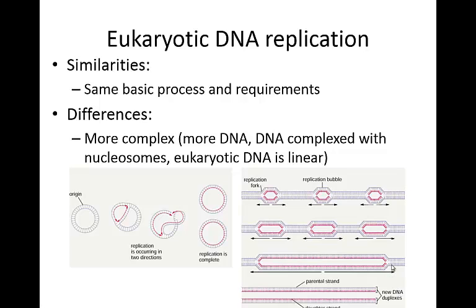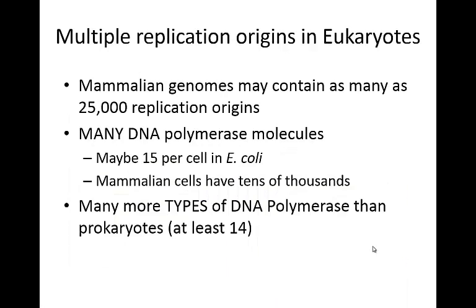We do this because there are several different reasons. First of all, they're much larger, they're much longer, and the polymerases just aren't as fast. So if you were trying to do replication in the same exact manner as the prokaryotic cells, it would take days, years maybe, I don't know, to replicate a single cell. This way they can be much more efficient at trying to do their replication within a timely manner. So these mammalian genomes may contain as many as 25,000 replication origins. And compare that to the one that we find in typical prokaryotic cells.